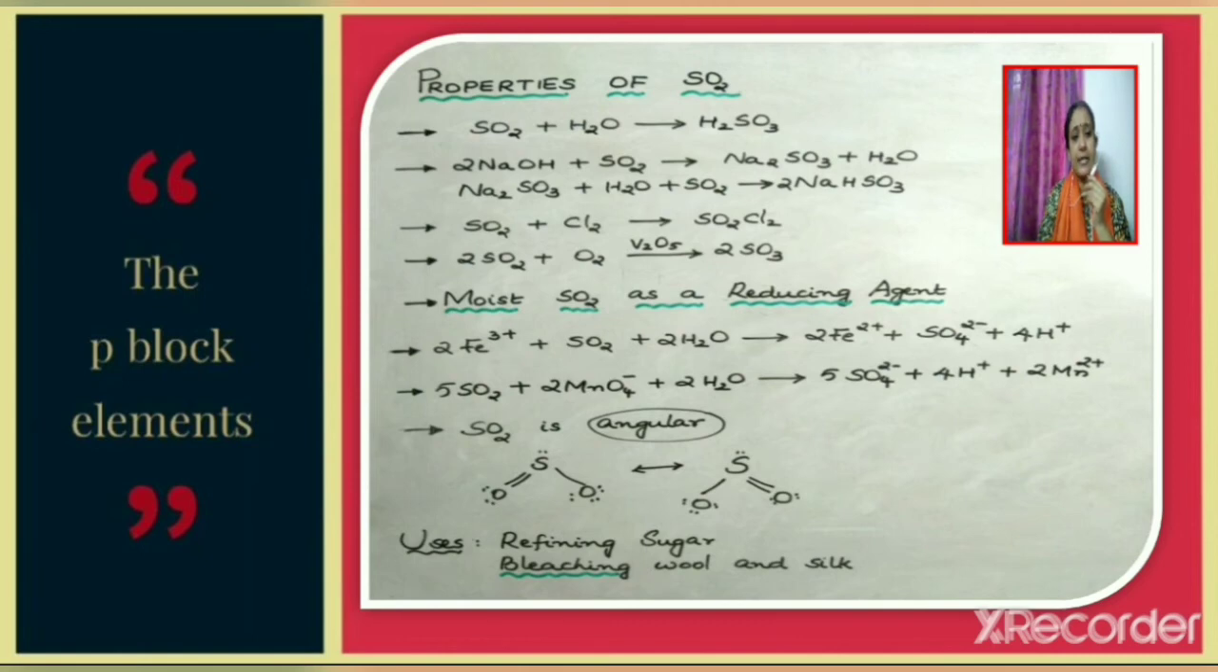Sulfur dioxide is angular in shape. Two different Lewis structures can be drawn for sulfur dioxide. Now let us see the different uses of sulfur dioxide. It is used in refining sugar and it is also used to bleach wool.